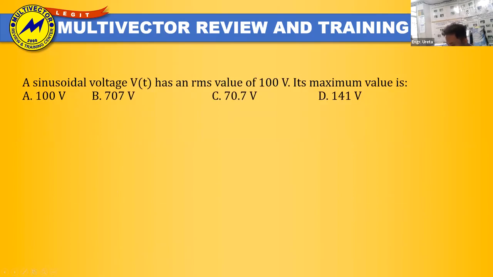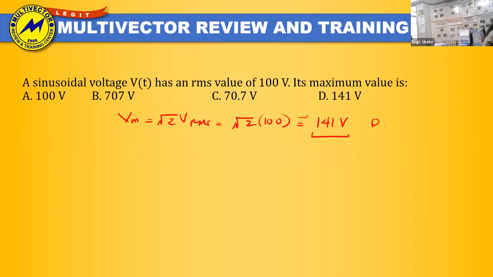Problem number 53: a sinusoidal voltage V of t has an RMS value of 100 volts. What is the maximum value? Our maximum value, Vm, is just equal to the square root of 2 times the RMS value. Therefore, it is the square root of 2 multiplied by 100, which is approximately 141 volts when rounded off to the nearest integer. So letter D.